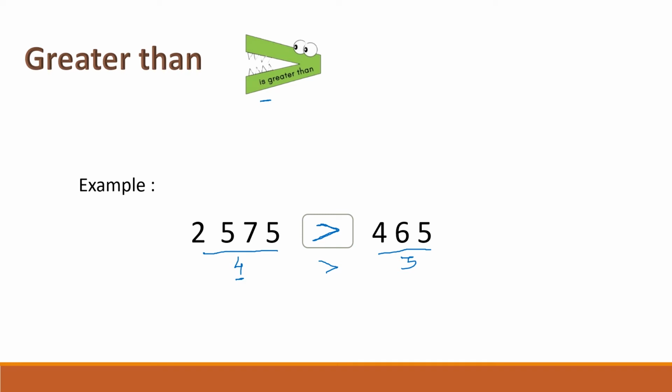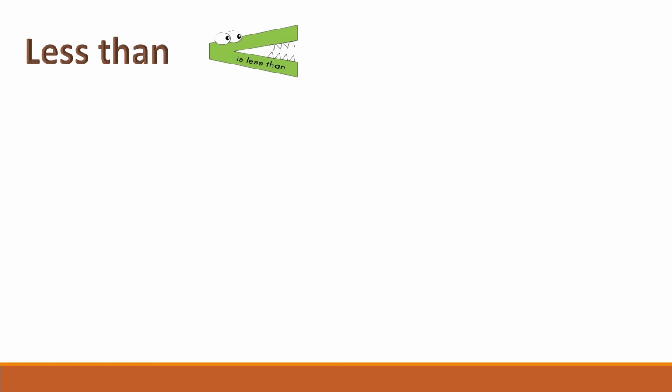And it is also read as 2575 is greater than 465. Second symbol is less than symbol. When the crocodile mouth is opened on the right hand side and closed on the left hand side, then the symbol is called as a less than symbol. The crocodile always wants to eat the bigger value.